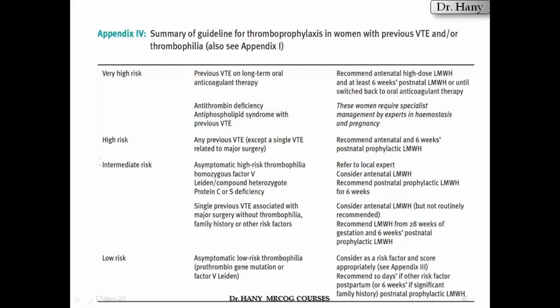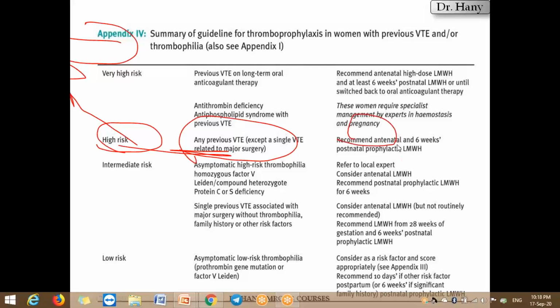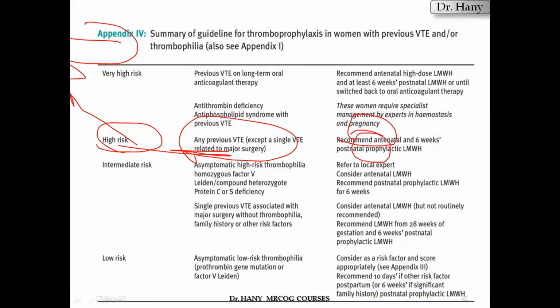What is the high-risk patient? A patient with previous VTE, except the provoked. So this one was the first one in the chart. The unprovoked VTE. You will give what? You will give antenatal prophylactic low molecular weight heparin, and 6 weeks postnatal. Not full or high dose. She has a history only of VTE, not recurrent VTE, not on an oral anticoagulant.